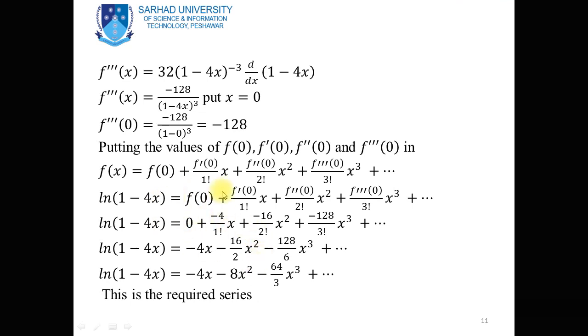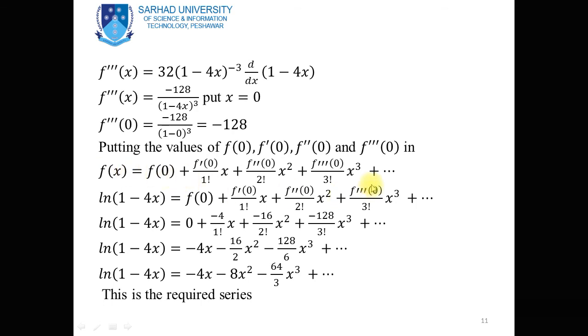So dear students, this is the procedure how to obtain the Maclaurin series for the given function. Actually the Maclaurin series is the special case of the Taylor series at x is equal to a and a is equal to 0. So simply putting x is equal to a and a is equal to 0 in the Taylor series, we will obtain the Maclaurin series for the function f of x.